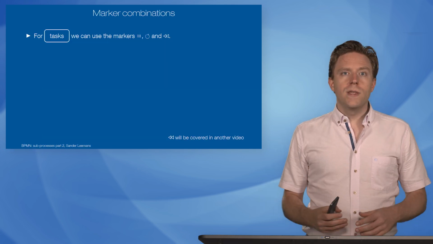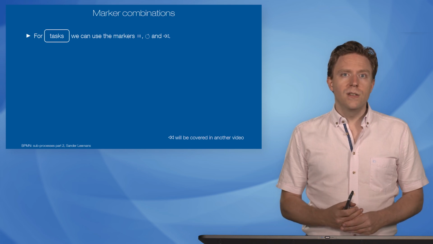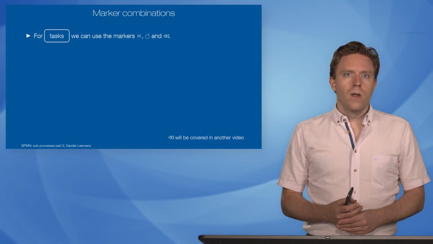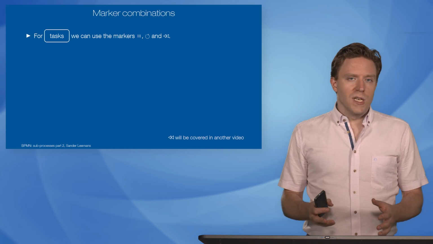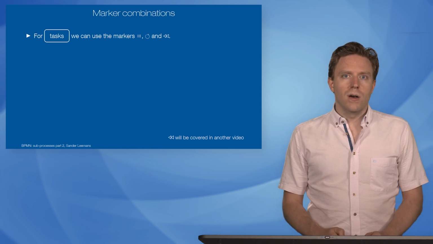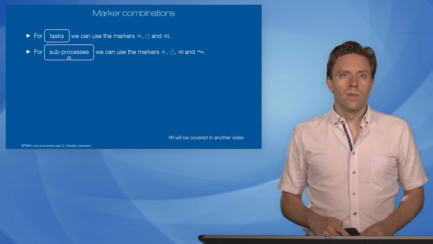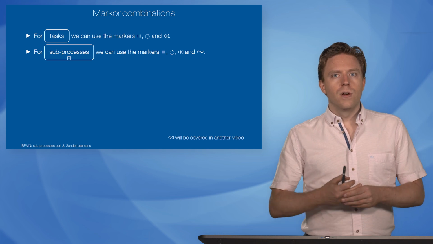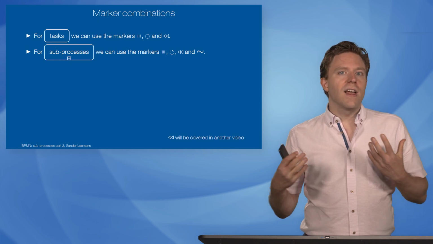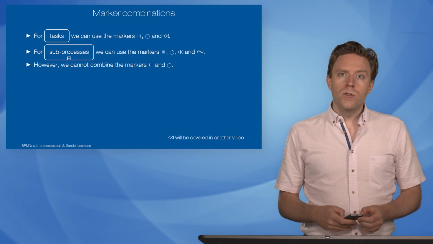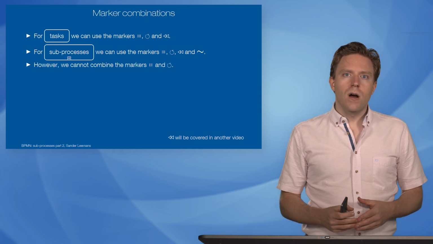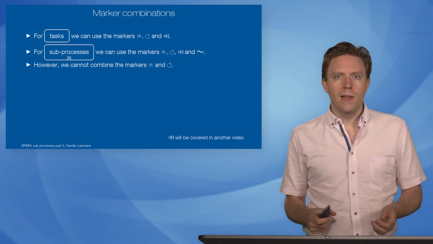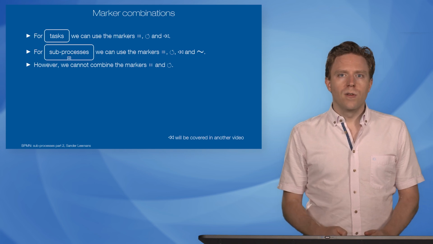Let's wrap up with an overview of the markers we've seen, and one that is still coming up in another video. For tasks, we can use the multi-instance marker, the loop marker, and the compensation marker. And the compensation marker will be shown in another video. For subprocesses, we can use the markers multi-instance, loop, compensation, and ad hoc. Notice that we cannot combine the markers multi-instance and loop. That wouldn't make sense together. Do something in parallel and looping, no. So you cannot combine them.